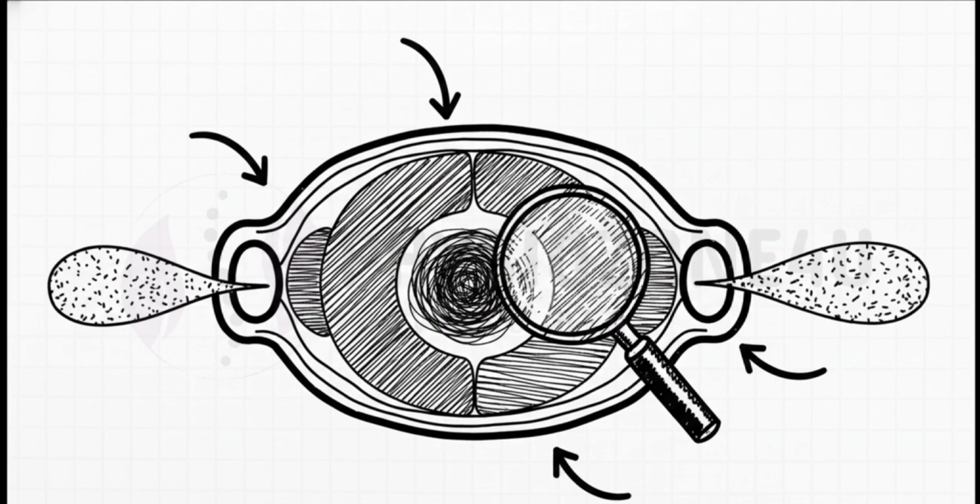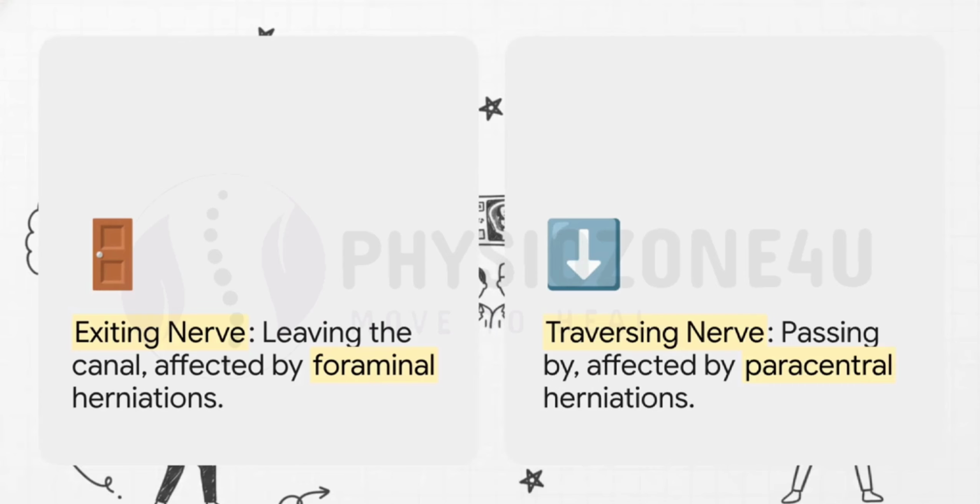But the most common type is paracentral. This happens slightly off-center because you have a thick ligament running right down the middle of your spine, which naturally deflects herniations out to the side. Then you have foraminal herniations, which push directly into the small bony tunnel where the nerve exits. And finally, extraforaminal herniations, which happen completely outside the canal. Where that disc material lands dictates exactly which neurological structures get crushed. Which brings us to a really vital clinical rule: exiting versus traversing nerve roots.